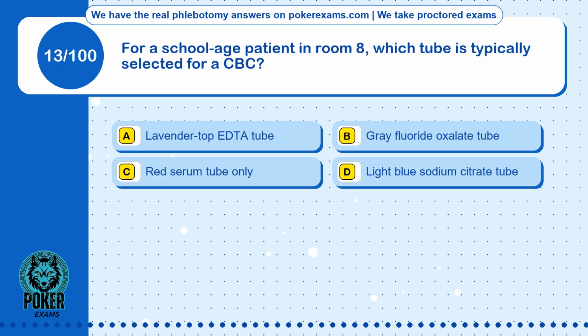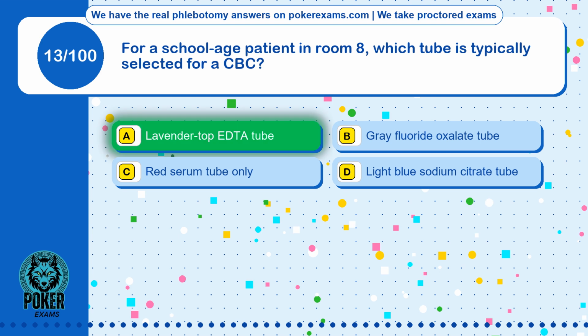Question 13. For a school-age patient in room 8, which tube is typically selected for a CBC? Option A, lavender top EDTA tube. Option B, gray fluoride oxalate tube. Option C, red serum tube only. Option D, light blue sodium citrate tube. The correct answer is option A.